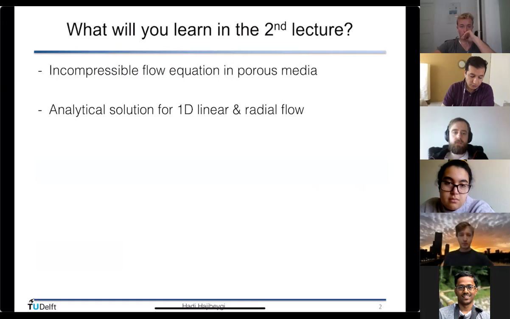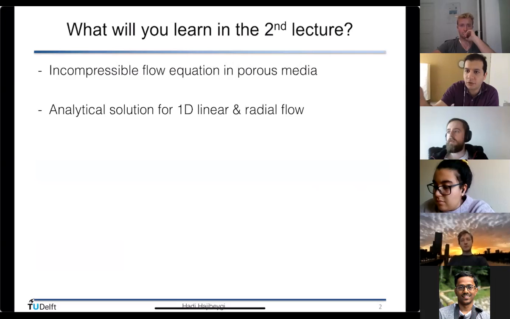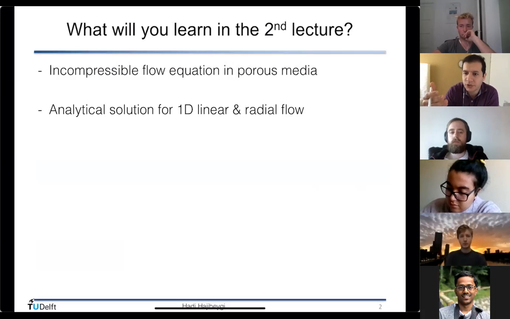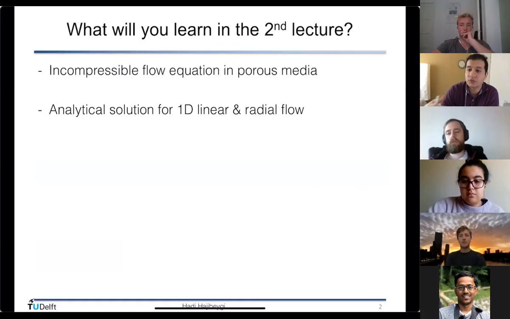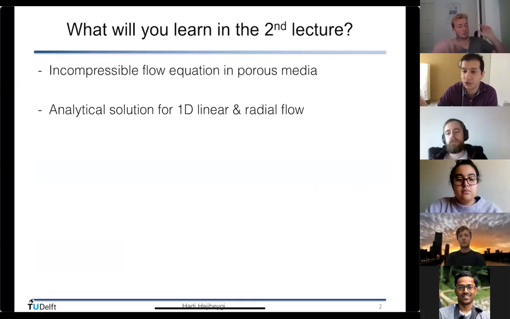Now, the learning objectives are these two bullets. The first is we are going to review or revisit the incompressible flow formulations, describing how incompressible flow through porous media happens. When I say flow equations, you're going to see that I say many times flow equation or I say pressure equation. They are used interchangeably. When I say flow equation, I mean pressure and velocity. So these are the flow.